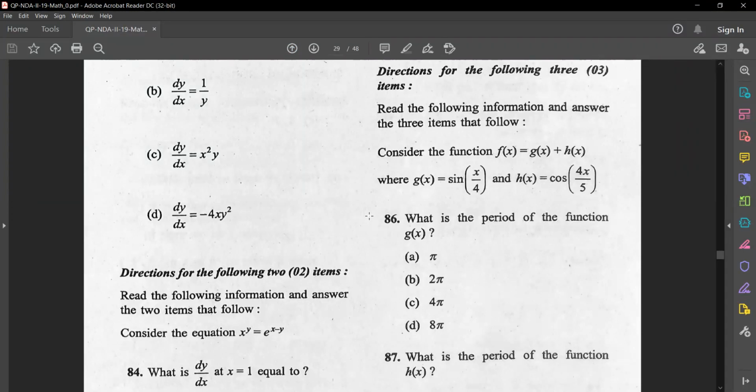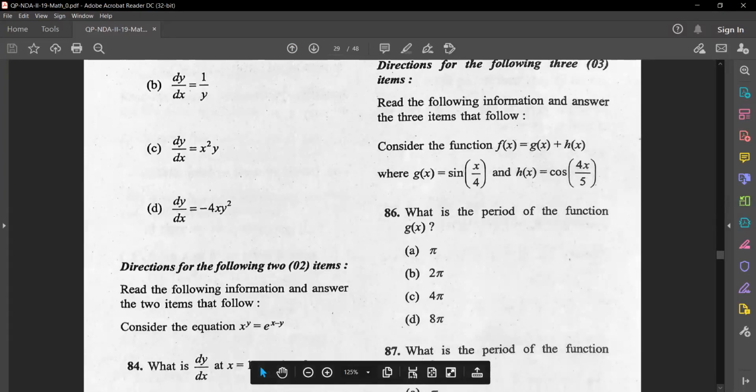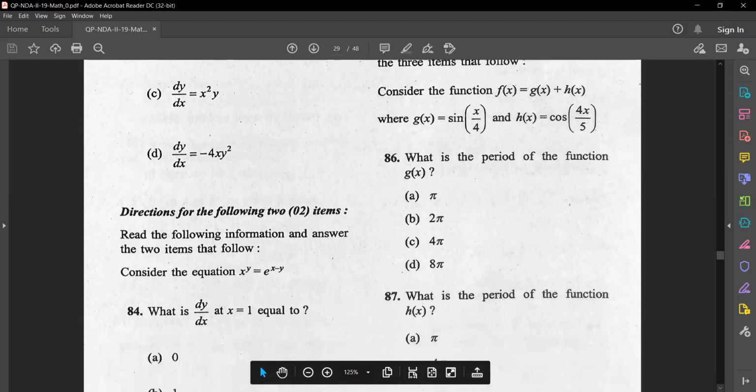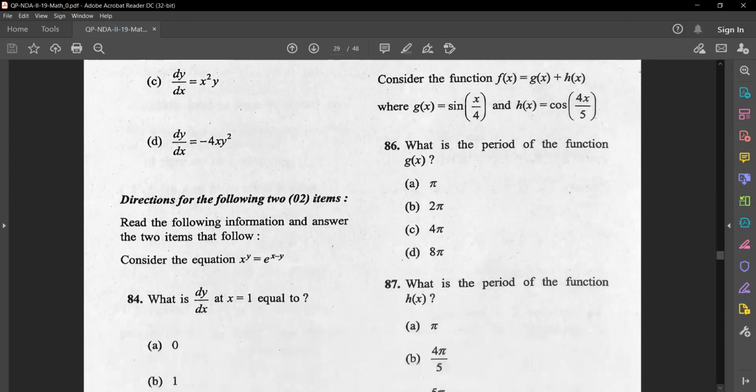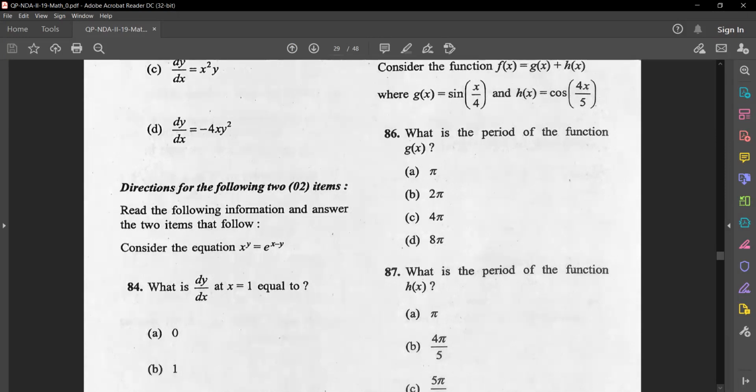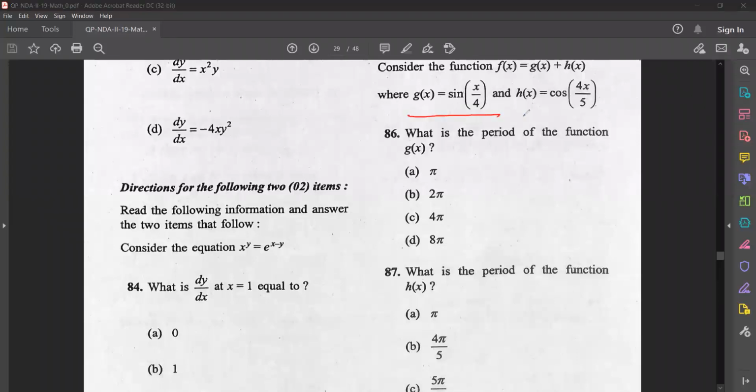From that first one we have already done 86. Now I want you to do the 87th question. They have given g of x and h of x, and they have said about f of x also. Before that, please note down: g of x is sin x by 4, h of x is cos 4x by 5. Now we have to do the 87th question.